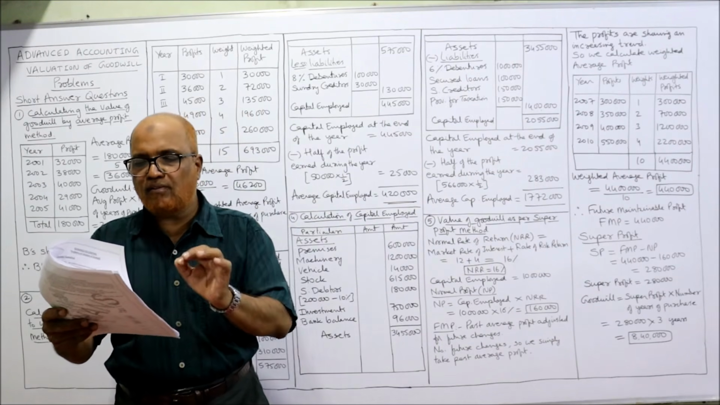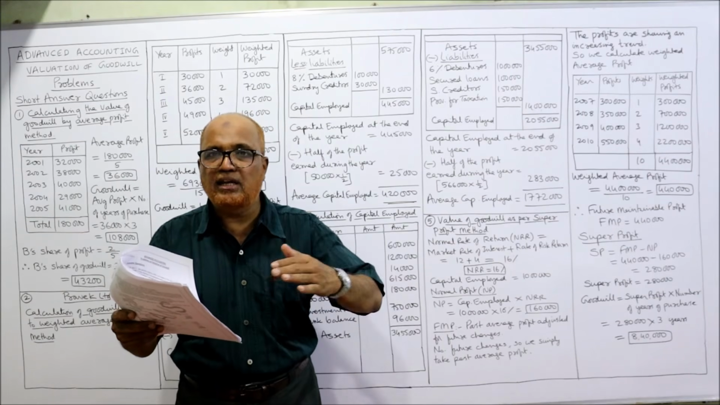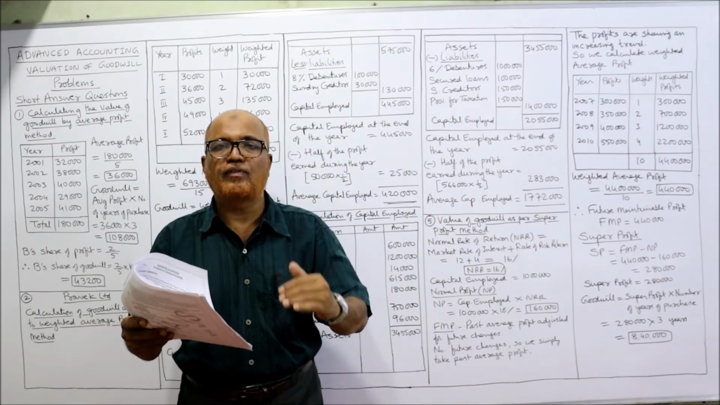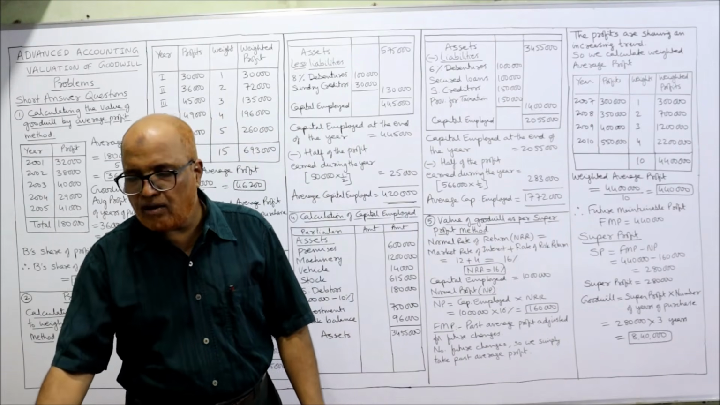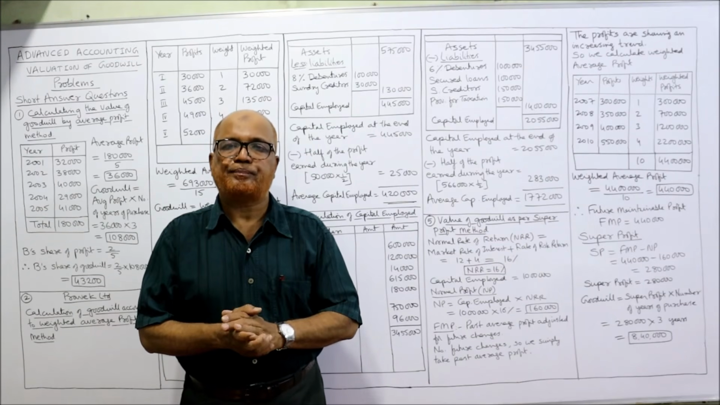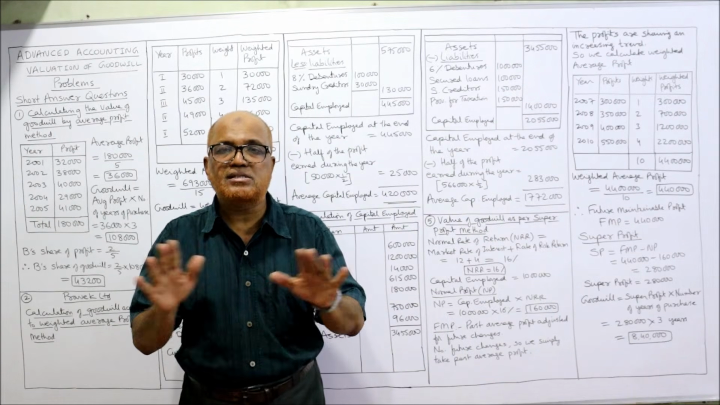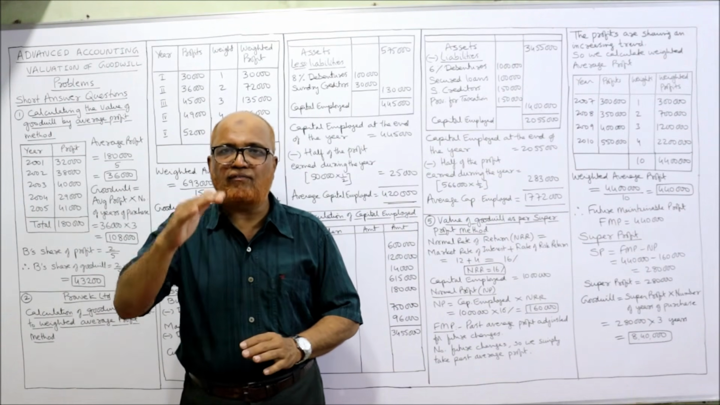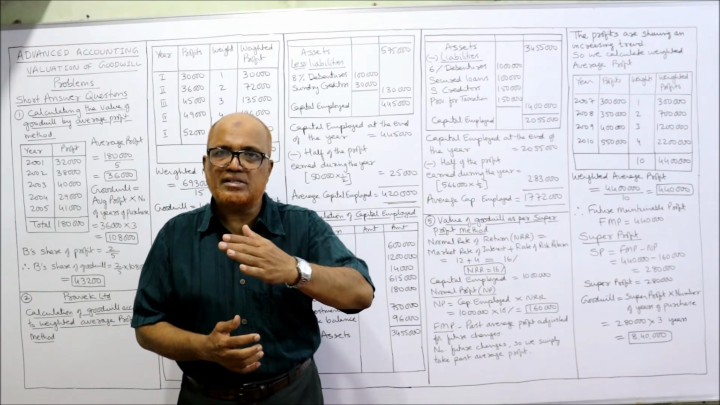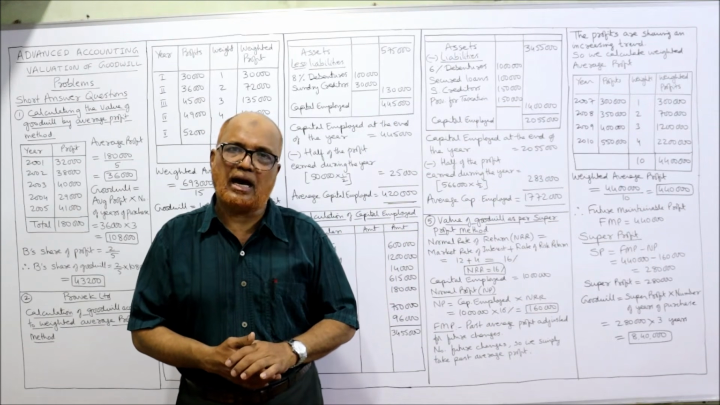So if you closely watch these figures, we can come to the conclusion the profit is in increasing trend. 3 lakh, 350, then 4 lakh, 450, 550. So whenever the profits are showing an increasing trend, we should calculate the weighted average profit, not simple average. If the profits are fluctuating, we can calculate simple average. But when the profits are showing an increasing trend, better to calculate weighted average.